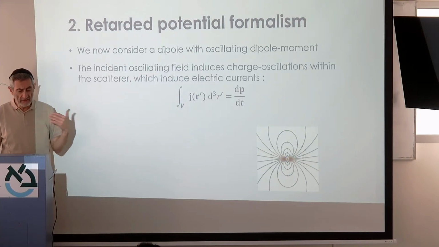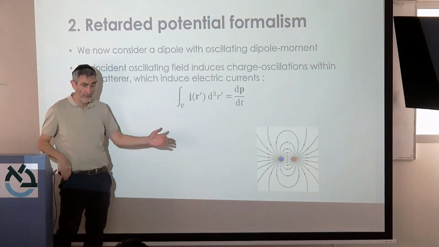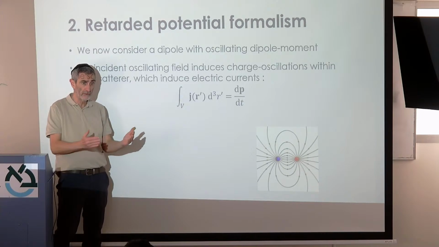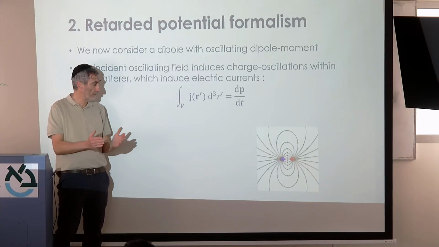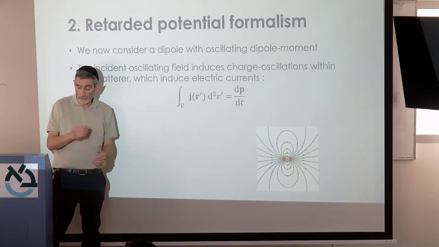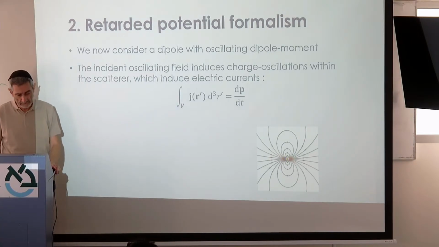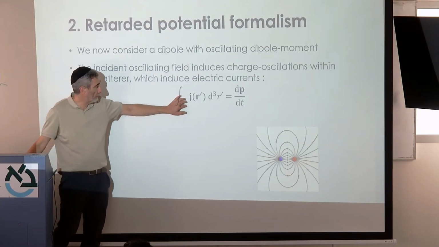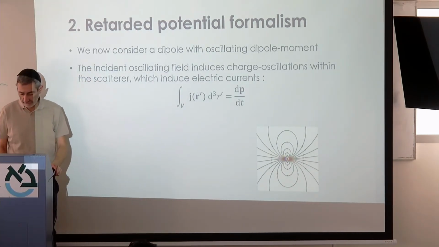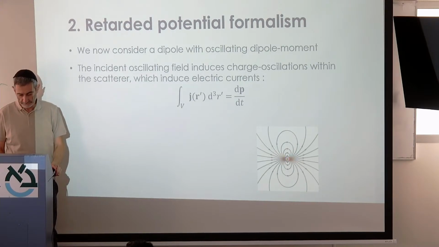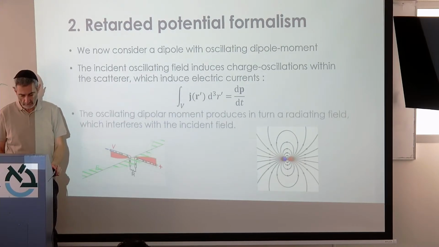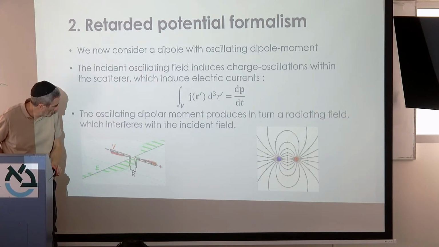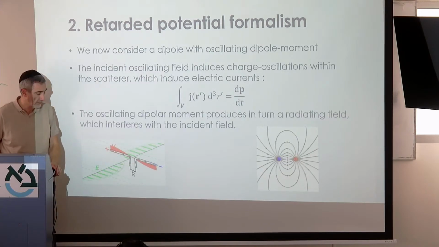So the incident field induces charge oscillation. This oscillation can be generated by the incident field. The electromagnetic field is oscillating, so the dipole will also oscillate, and that will induce a current, which is related to the derivative of P. So that's another nice representation.